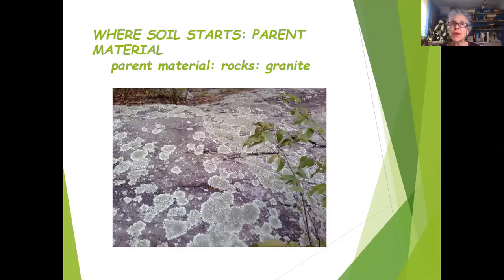The kind of rocks that we have in our state, in Connecticut, in which soil has formed, vary across the state. Here we see a large outcropping of granite bedrock. And this is a very common rock found in the upland parts of Connecticut. And in this photograph, we can see greenish gray patches, which is lichen on the rock's surface.